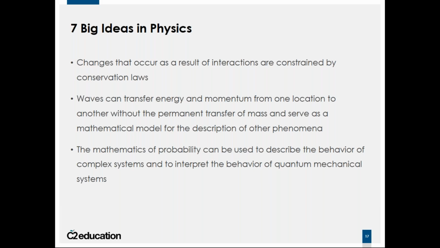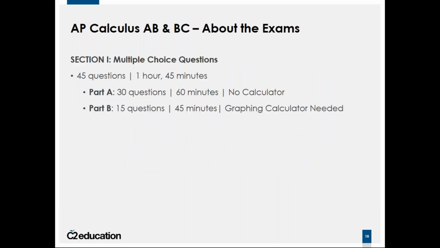Mathematics of probability can be used to describe the behavior of complex systems and to interpret the behavior of quantum mechanical models, right? Some of that modern physics. But again, you're looking at the behavior, the interactions, not just memorizing a whole bunch of formulas. Cannot stress enough how important it is to realize that is not what's happening. Now, that's all your sciences.